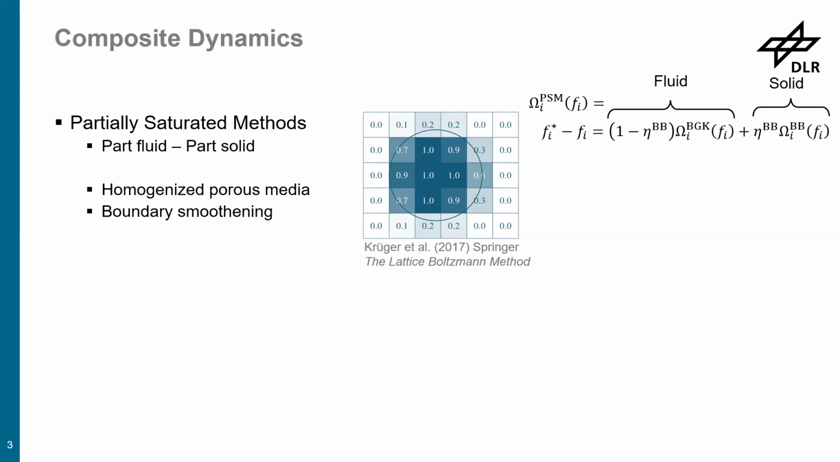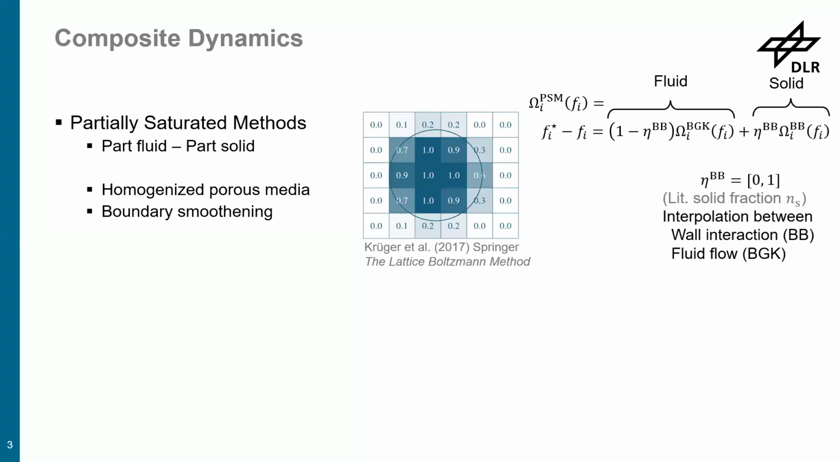In general, this is the collision operator that we are working with. We have a part that's fluid and a part that is solid. And then we have this eta, which is also sometimes called the solid fraction in the literature, that interpolates between those two extremes. On one extreme, pure bounce back, and then it is a solid, and on the other extreme, pure BGK, and then it is a fluid.